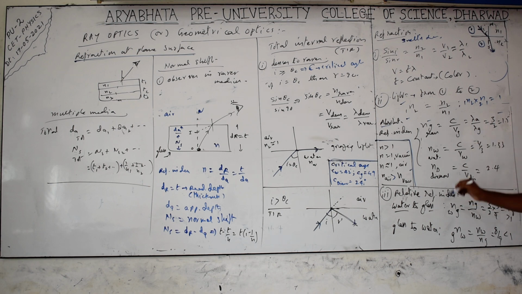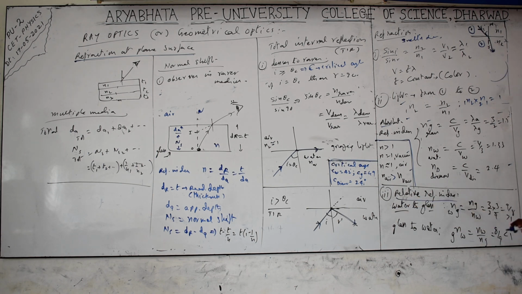Similarly, for water with respect to vacuum, the speed of light in vacuum by the speed of light in water, a denser medium, that value is 1.33 or 4 by 3. For diamond, the refractive index is 2.4. You don't have to remember it for all the materials, but you need to remember the absolute refractive indices for only these three materials.